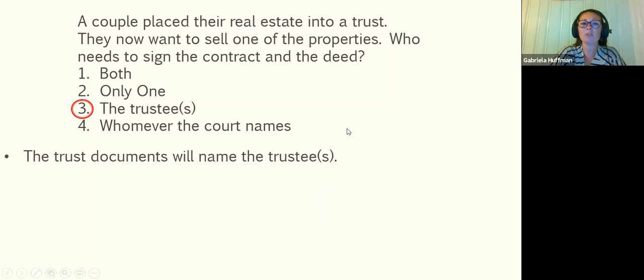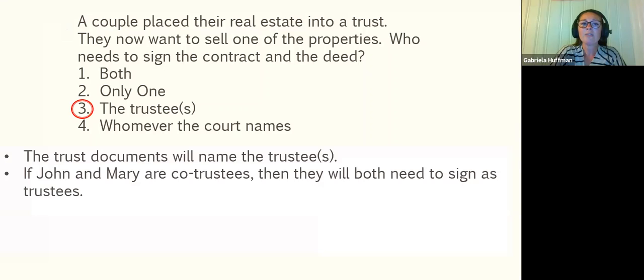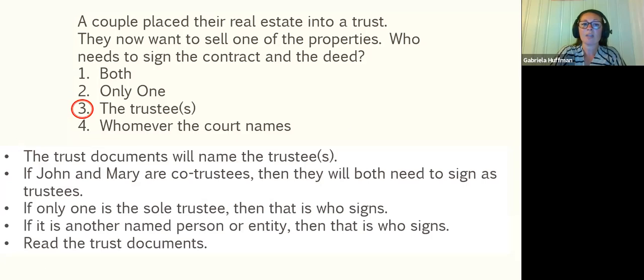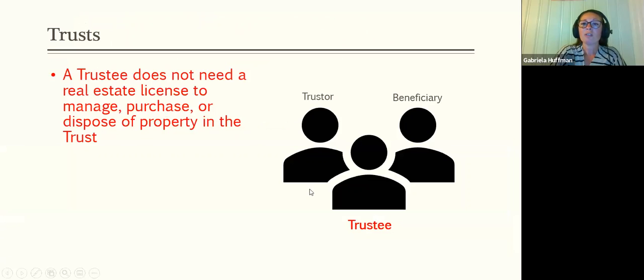So make sure you review the trust documents to see who the named trustee or trustees are. Let's say this couple, John and Mary, were co-trustees, then yes, they would both need to sign. But if one of them is a sole trustee, then only that one signs. If any other person or entity is named, then they would sign as the trustee. So make sure you read the trust documents. A trustee does not need a real estate license to dispose of real property.